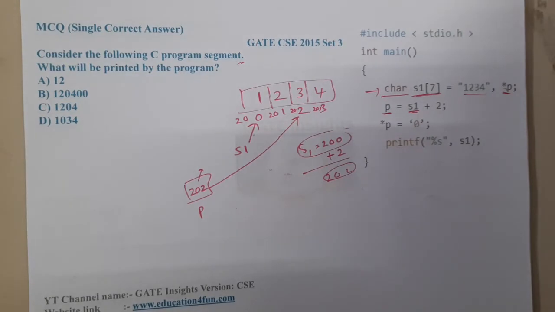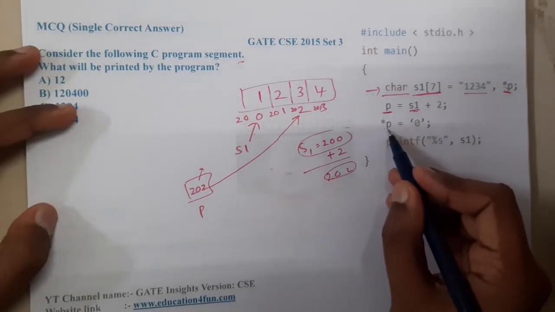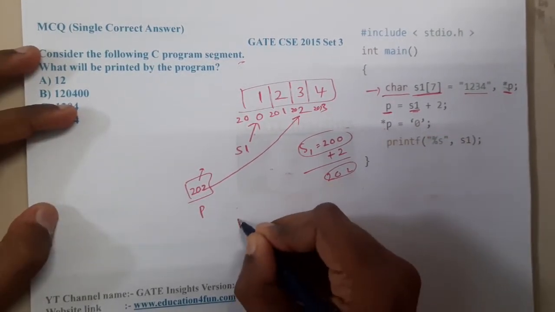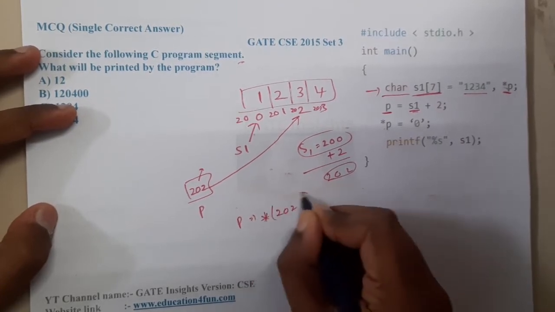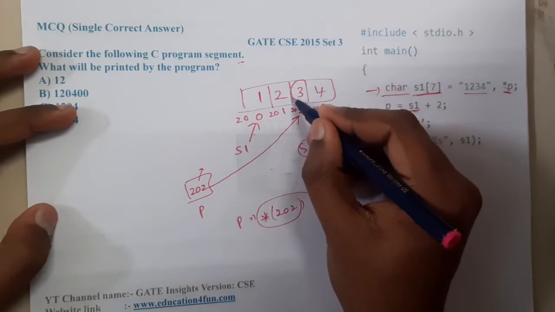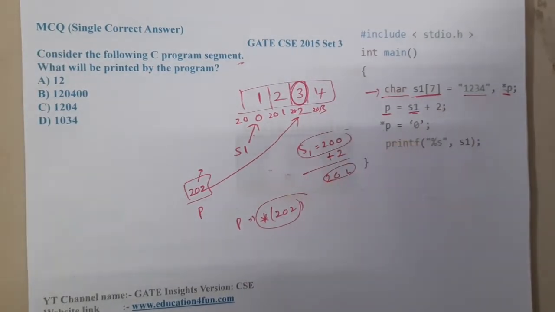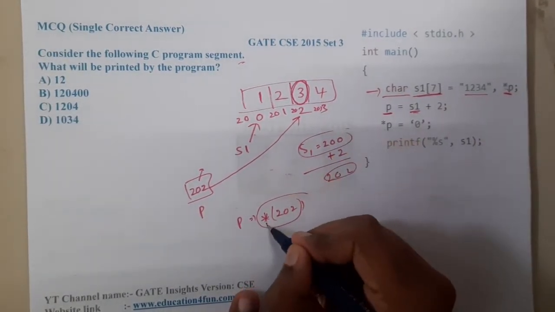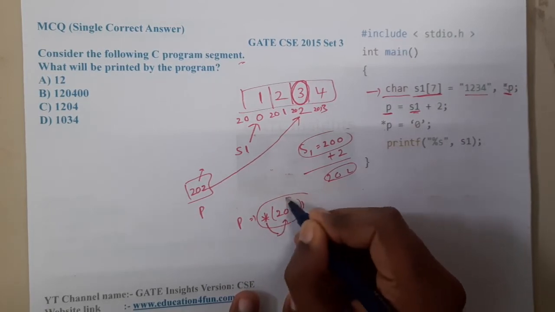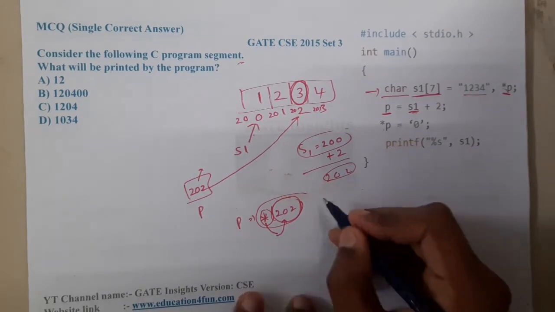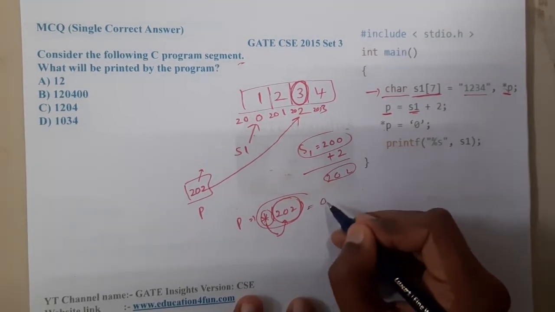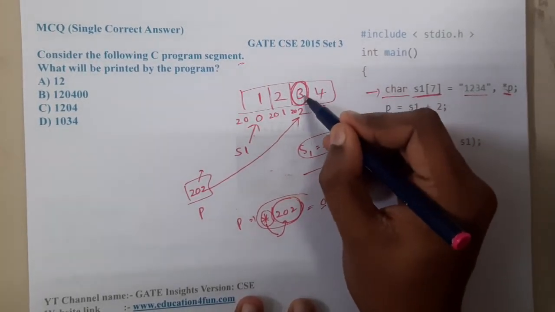Now what we are doing is star p equal to 0. So what is p? It is nothing but 202. So what is star p? Star p is nothing but the exact location that we want to get. Basically star indicates the address location, so this is the address, and that location will be connected to this. Now you are assigning for this address the value 0. So it will go there and update the value to 0.